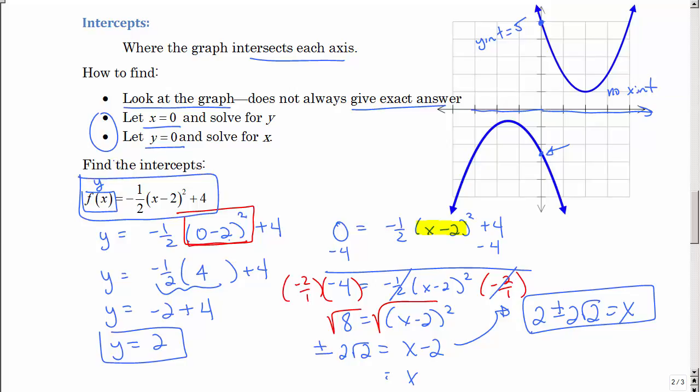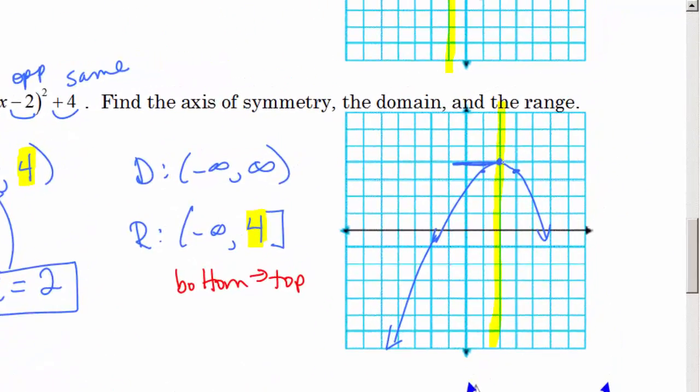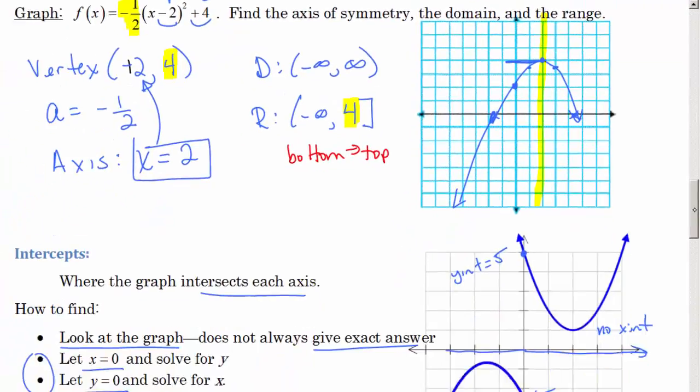Alright, so this problem, I believe, was our third example. So if I come back up here to my third example, here was my graph, and my y-intercept should have been exactly 2, so I was close. And here are my 2 x-intercepts, 2 plus or minus 2 times the square root of 2. You could punch that into the calculator, get a decimal, to kind of check your graph, but you don't need to. I'm just showing you that from this particular graph you could not get the x-intercepts or really the y-intercept exactly without doing the algebra.